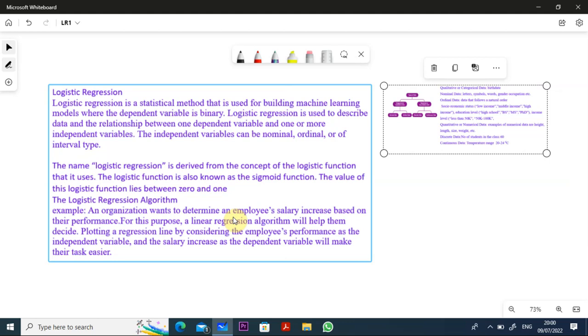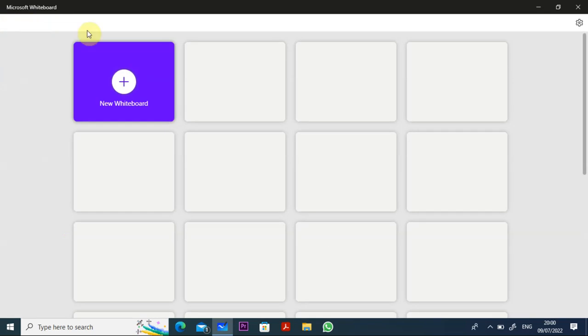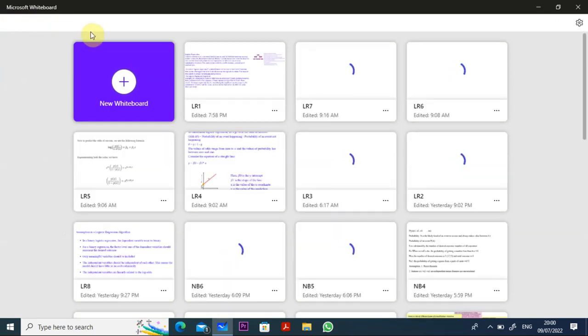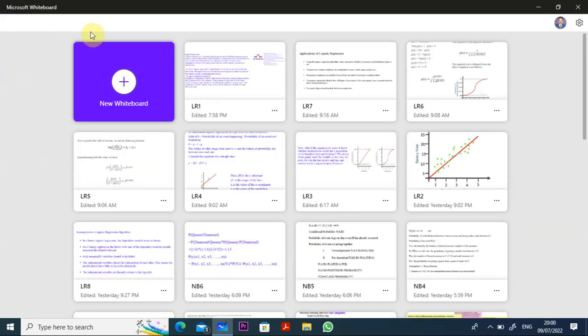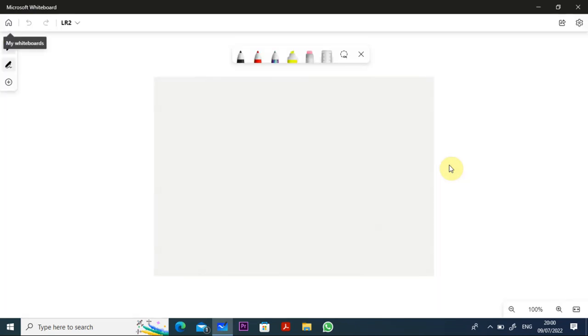So we plot a regression line by considering the employee's performance as the independent variable, on the x-axis, and the salary increase as the dependent variable. Like this we can predict all the things. Is it clear? These are the minimum things that somebody can understand about what we are using here. Now let us see how the linear regression is represented.